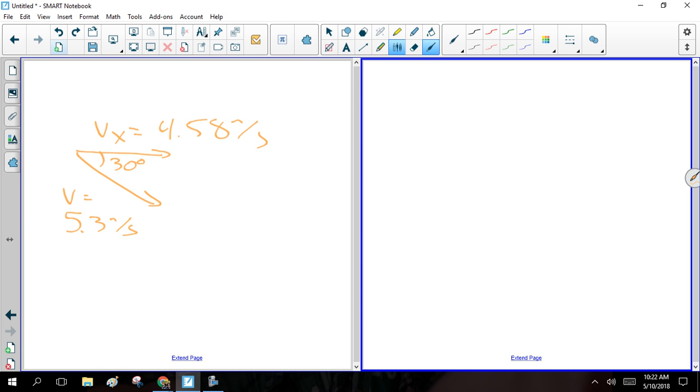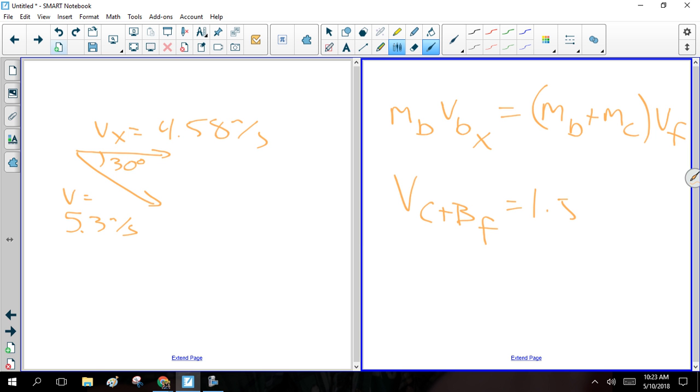All right. So now it's just conservation of momentum, right? So the mass of the ball initially times the velocity of the ball horizontally plus the cart is 0. That's got to equal the mass of the ball plus the mass of the cart times its final velocity, and solve. And you end up getting 1.53 meters a second. Velocity of the cart and ball system final is 1.53 meters a second.